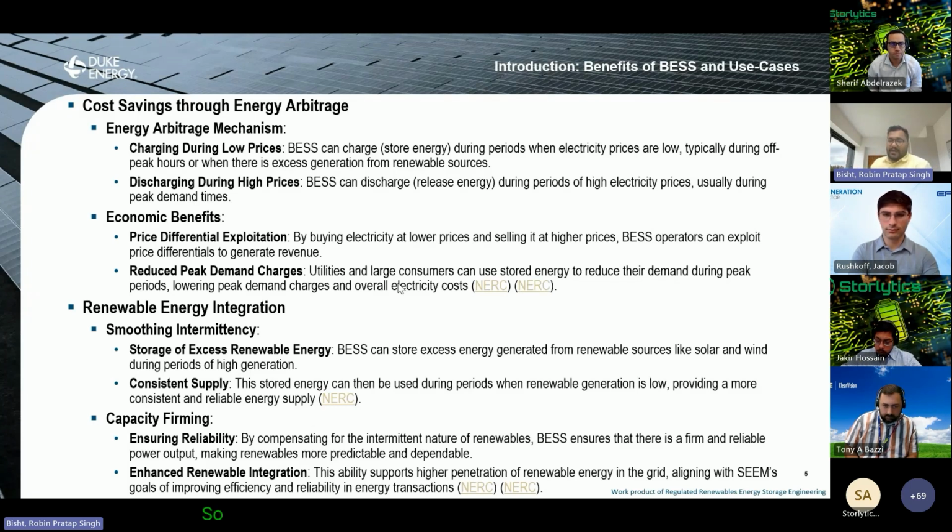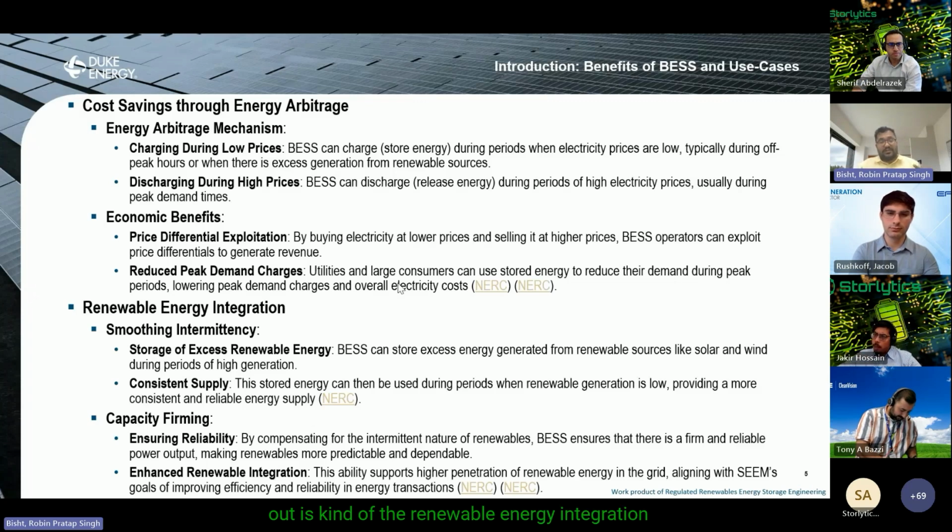So right now, as we've already discussed, energy arbitrage is one of the major benefits that we're looking to tap into. Obviously, Jacob gave some insight to that. The other thing that BESS would be helping us with is renewable energy integration and smoothing the intermittency, providing capacity firming. So battery energy storage is going to significantly contribute towards that.